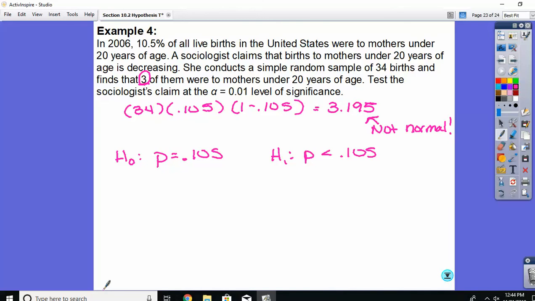We are trying to find the probability that something is less than. That's our alternative hypothesis, less than. So let's find the probability that x is less than or equal to 3 to see if this is unusual or not. Because we can't do it on the normal table, we don't need to change it to a z, we need to use the binomial.